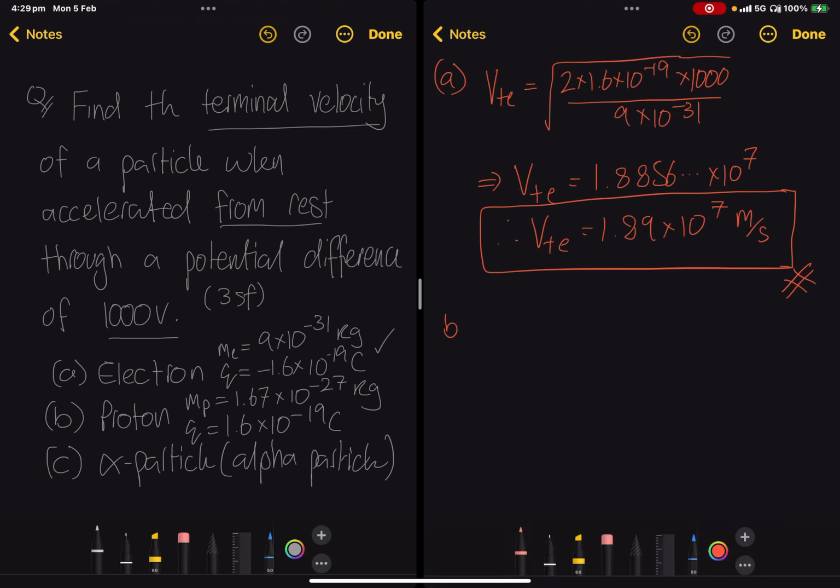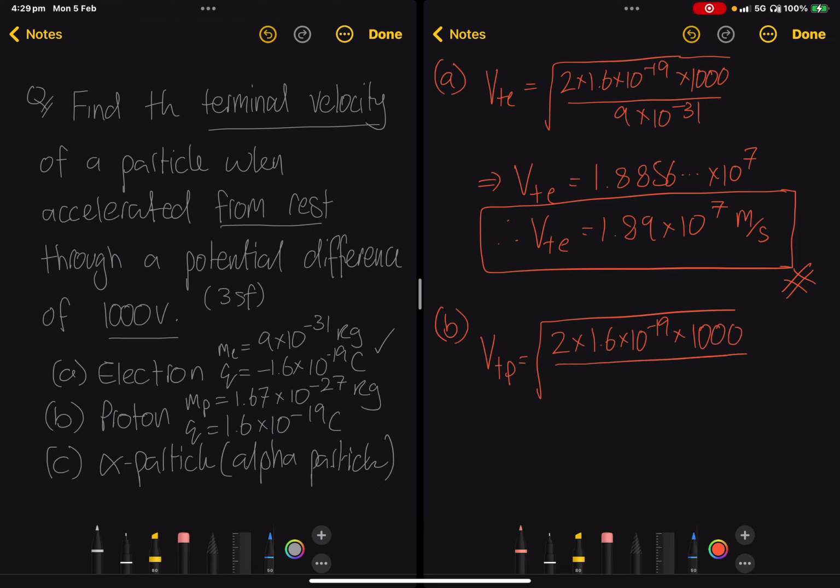So we're going to do the same process all over again. We have the terminal velocity for a proton is the square root of 2 times the magnitude of the charge, 1.6 times 10 to the minus 19, multiplied by the potential difference, 1000, divided by the mass, which is now 1.67 times 10 to the minus 27. So this tells us the terminal velocity for the proton, so we have to evaluate this whole thing again.